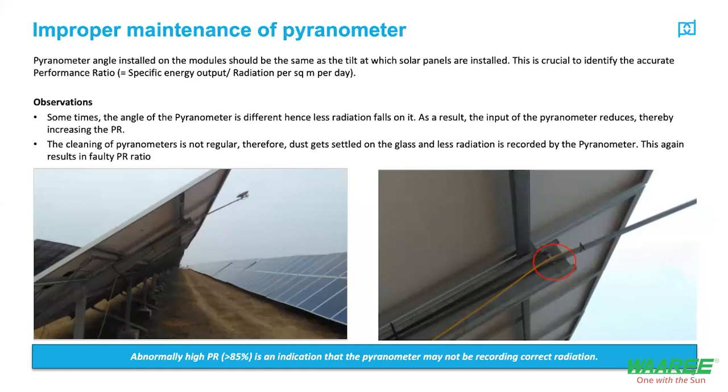So on a daily basis, there are standard cleaning methodologies which can be followed to avoid reporting really high PR because of this lack of clarity in terms of cleaning or wrong angle of the pyranometer. So this is something which is really, really important. All of these observations, at the end, lead somewhere.